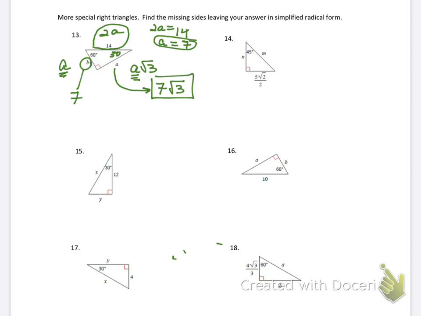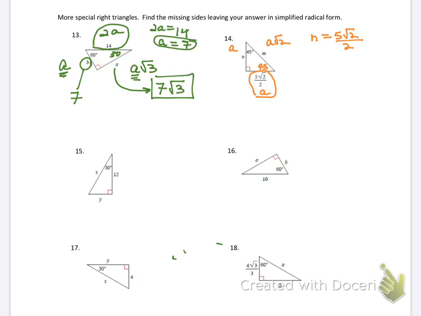Okay, so now 14 is a 45, 45, 90. So you can either fill that in or you don't have to fill it in if you don't need that reinforcement. Either way is fine. I know that this is A, and this is A root 2. Okay, so here's my relationship. Right away, I now know that N has to equal the same value that the other leg equaled because it's an isosceles triangle.